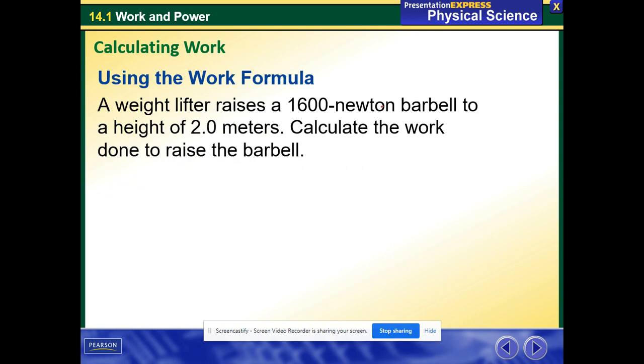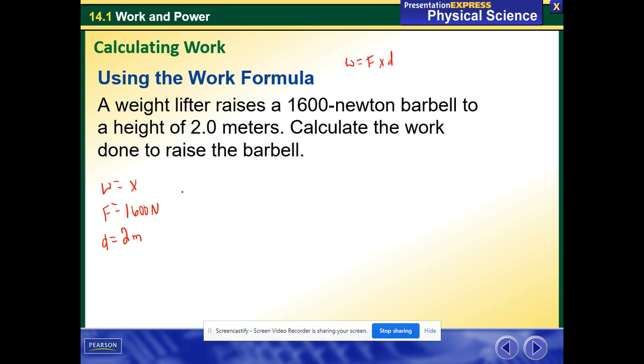So here's an example where we can use the work formula. Work equals force times distance. I'm going to go ahead and put my variables down here on the side and then see what we have. A weightlifter raises a 1,600 newton barbell to a height of 2 meters, and I want to calculate the work done to raise the barbell. Here, my distance is going to be 2 meters, and my force is 1,600 newtons. And right here, W is going to equal X.